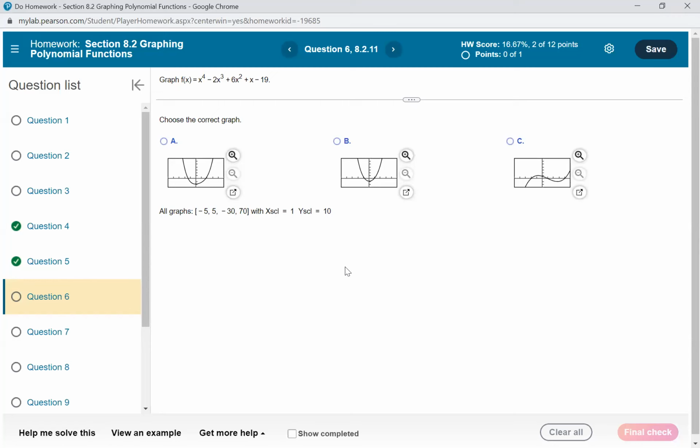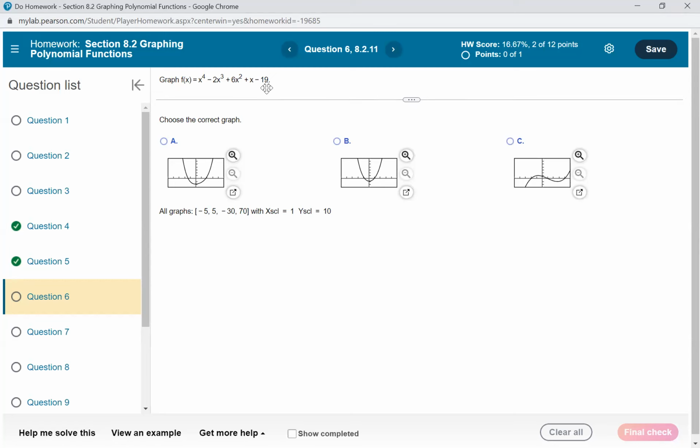Right, I got an x to the 4th, and it's got a 1 in front of it. So it's positive and even. But y'all look at this. 2 of these graphs are going uphill. So what you got to do is figure out which one of them.